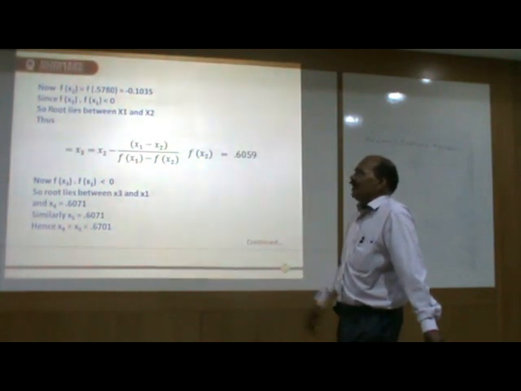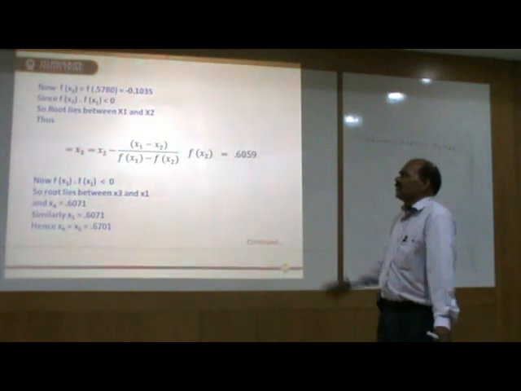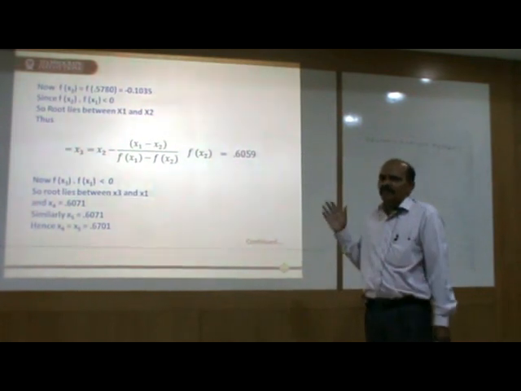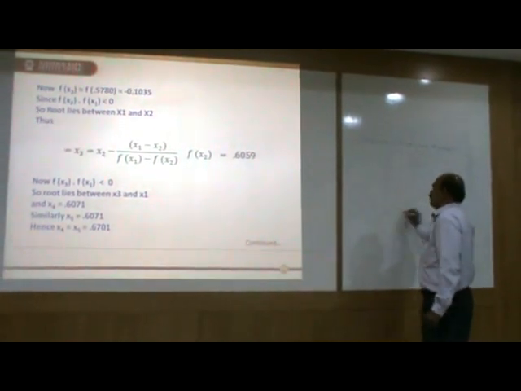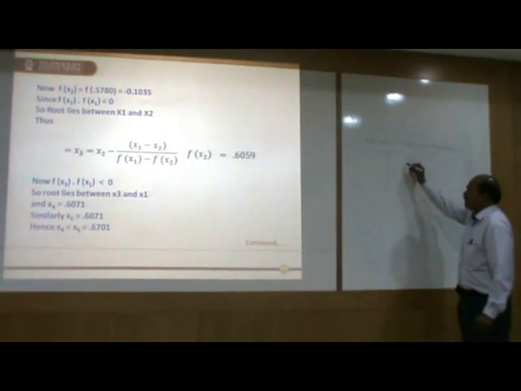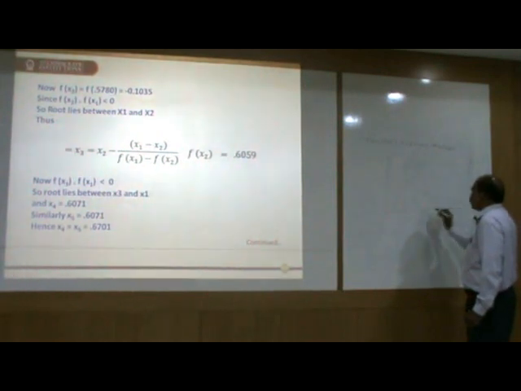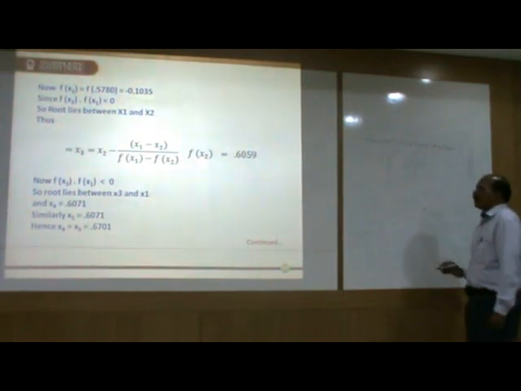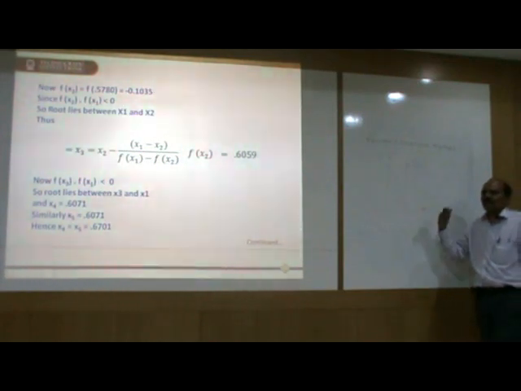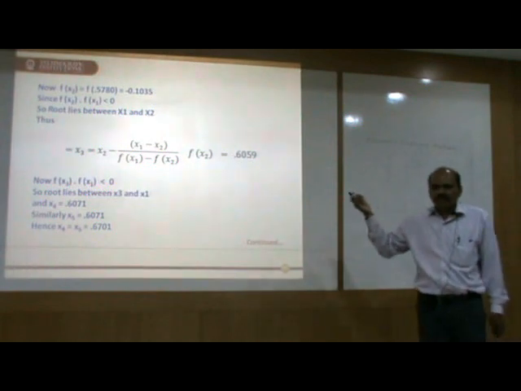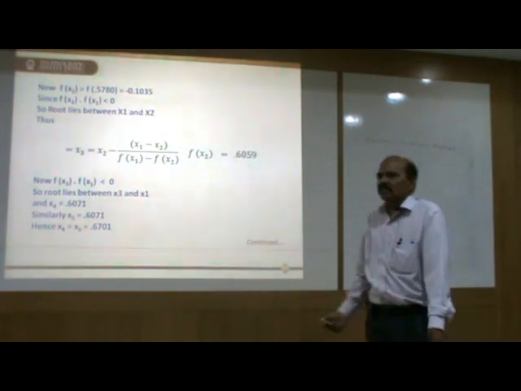One of the important points in this regula falsi method is that one of the points moves toward the solution and another point remains fixed. If this is the curve, this is one point, this is another point, this is the position of the root. One point will start moving toward the root and the other point will remain fixed, as I have shown in the PowerPoint presentation.